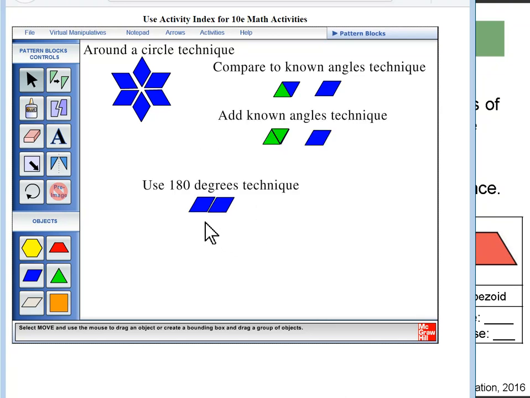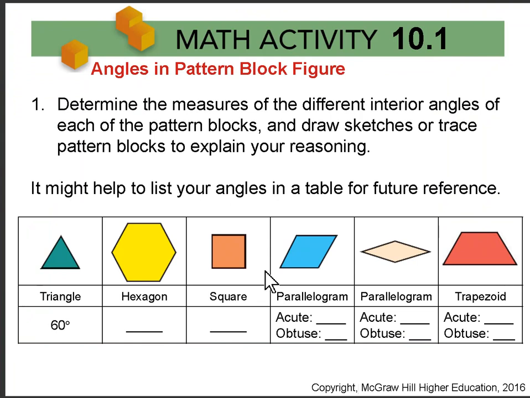And then finally, you can line up two blue parallelograms and you'll see that the acute angle and the obtuse angle add up to 180 degrees, a straight angle. And this will also help you determine the obtuse angle once you know the acute angle. There are lots of methods, as long as you're drawing pictures and thinking of kid-friendly ways to find these angles.